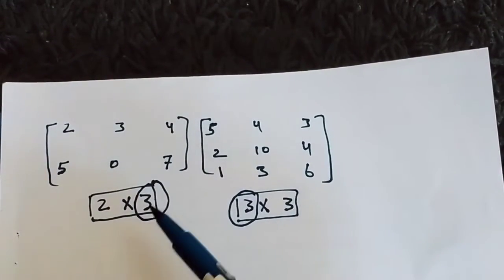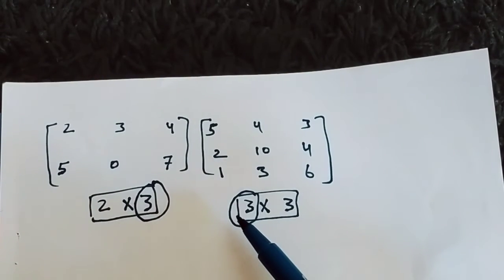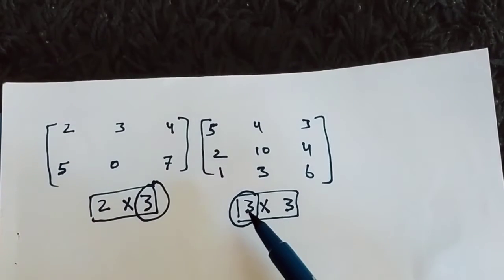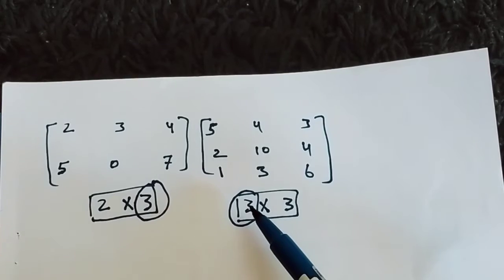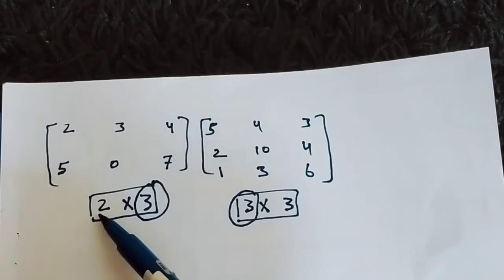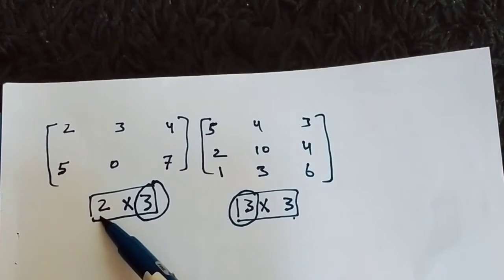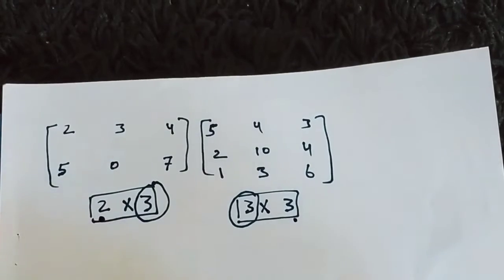If the number of columns of the first matrix is not equal to the number of rows of the second matrix, then we cannot multiply them with each other. So now it is possible, we can multiply. What about this 2 and 3? This is the result. This will be the number of rows and this will be the number of columns of the answer.